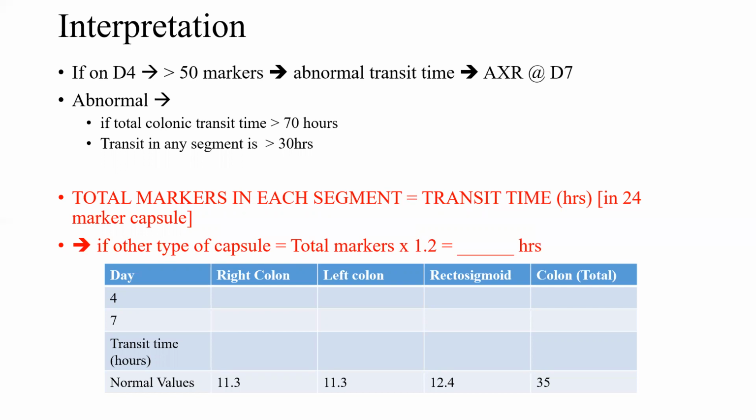For example, if there are 10 markers, it means that the transit time is 10 hours. However, if we are using the colonic, then we need to times 1.2. So you can use this table. For example, on day 4, how many markers are retained in the colon, and day 7, how many markers are retained. So from there, we get the total amount of markers, and the total markers is equivalent to the total colonic transit time.